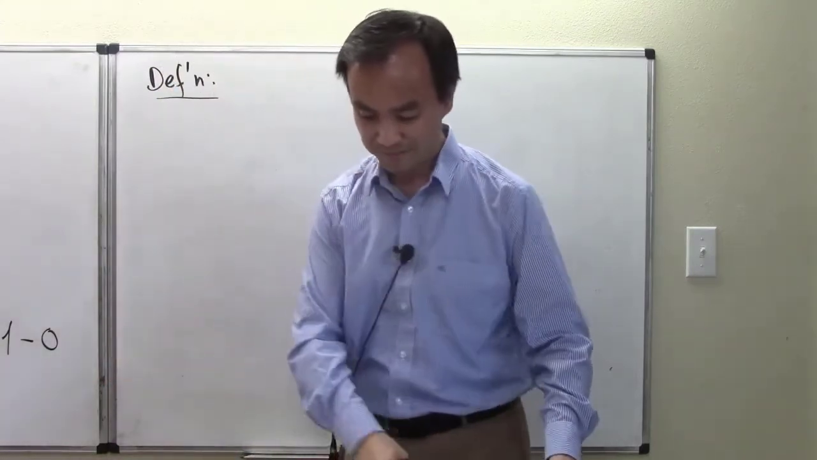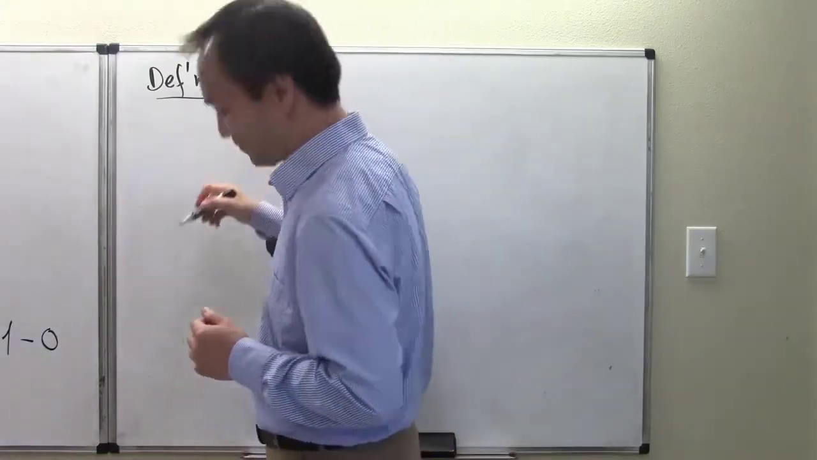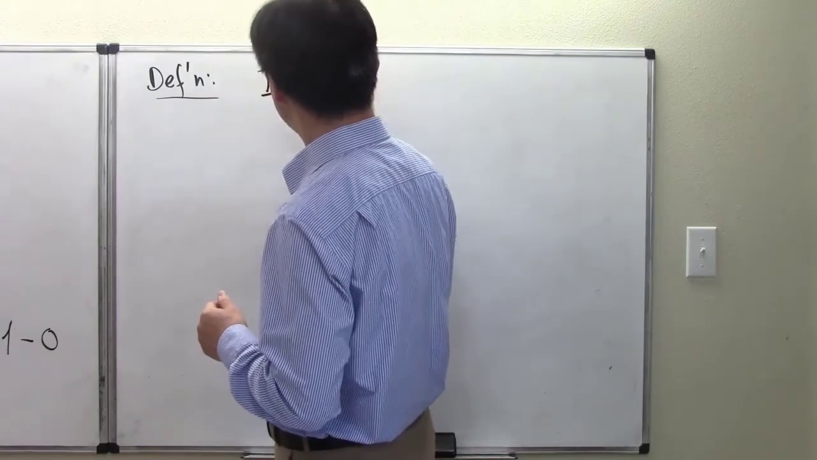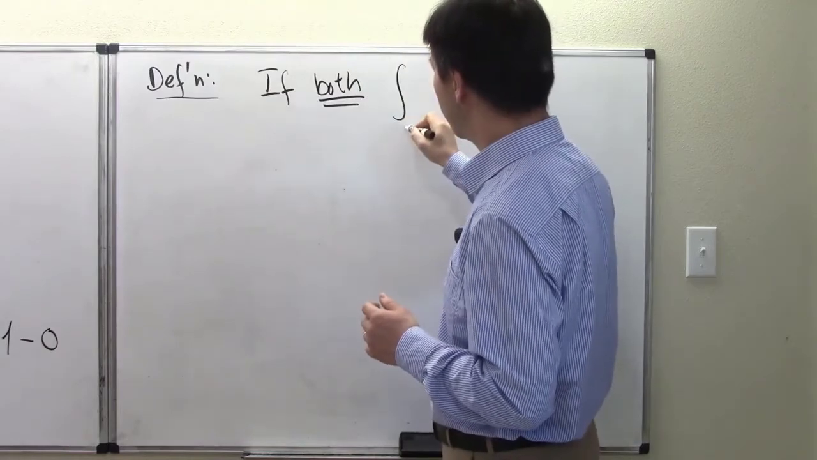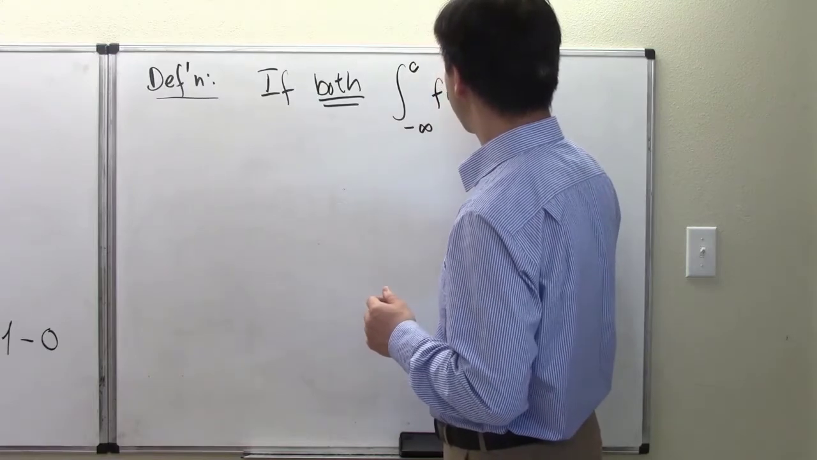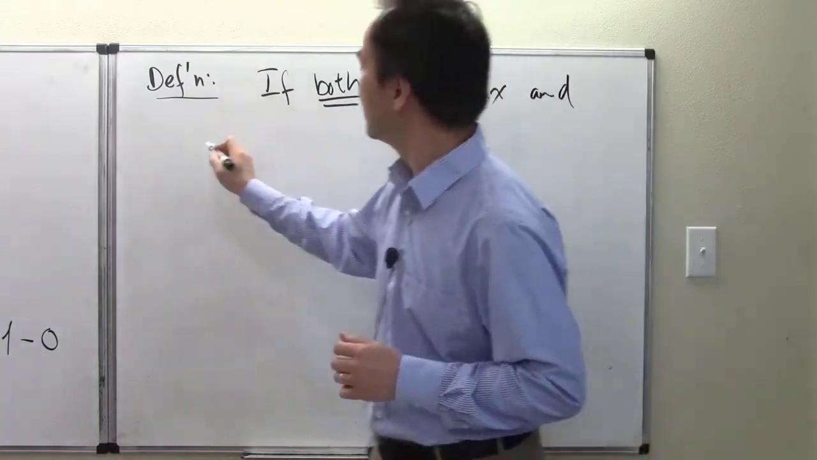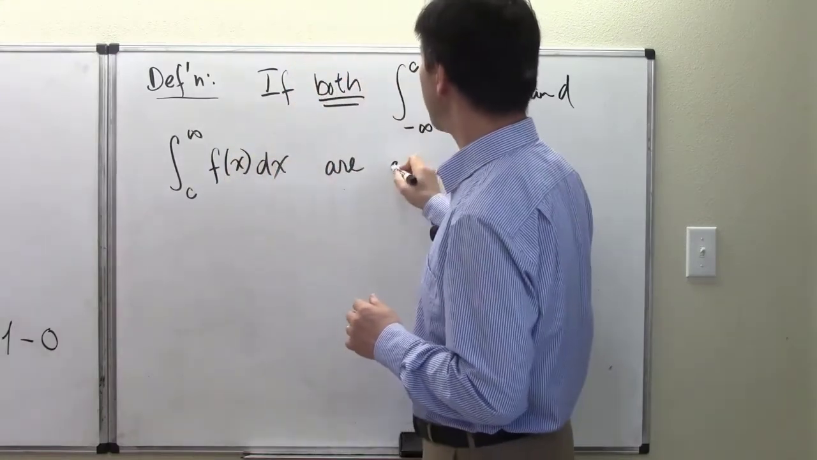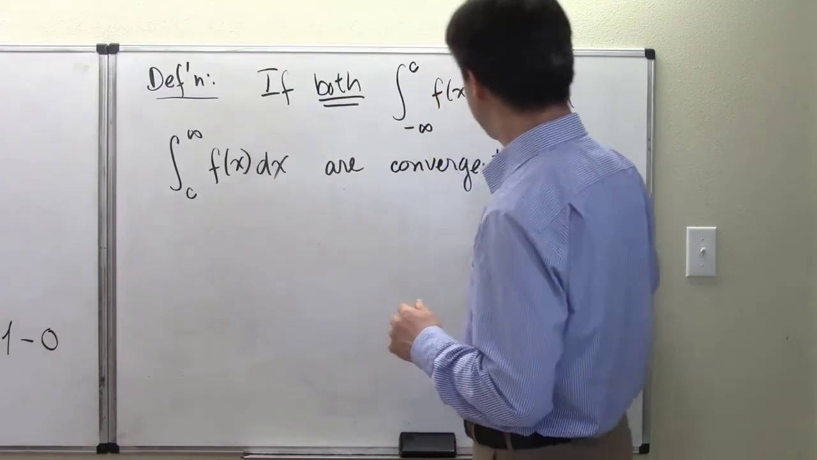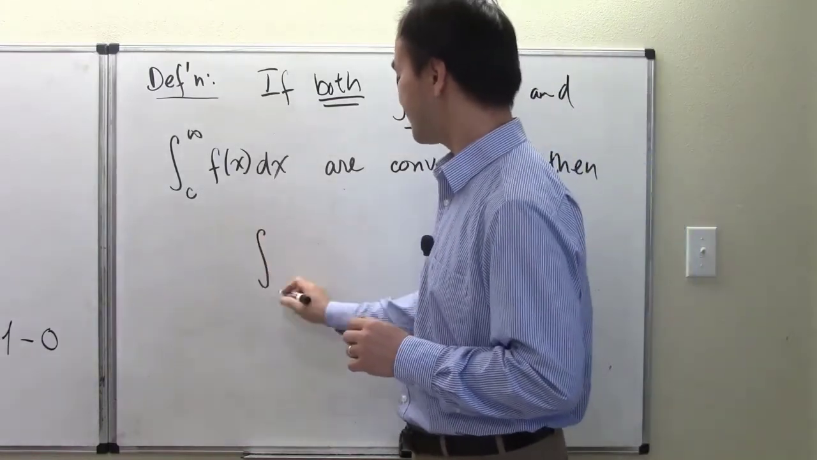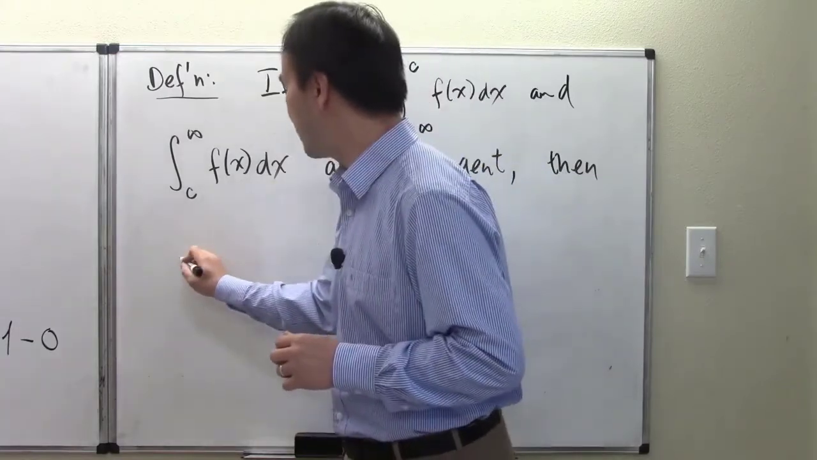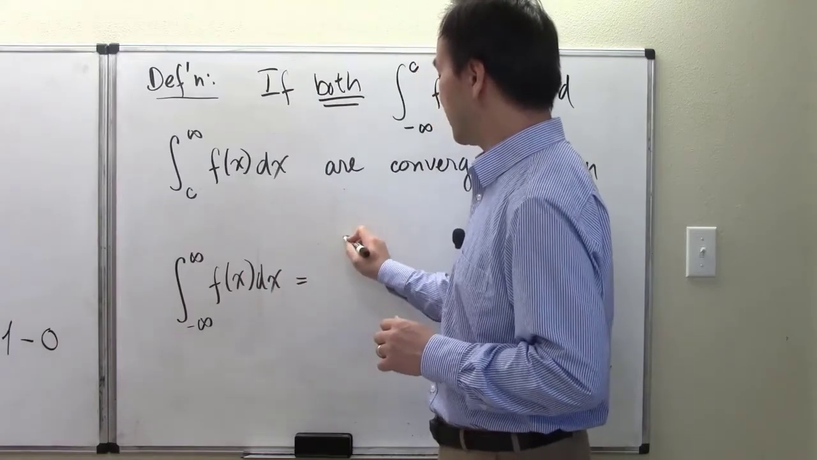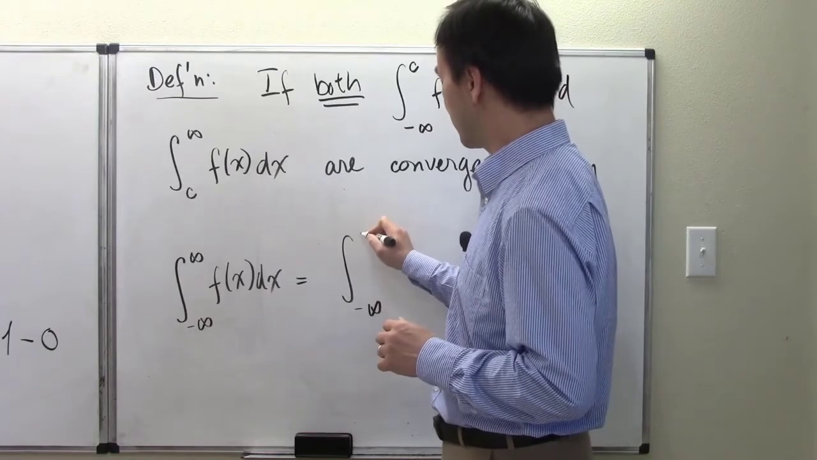So as another definition, here I have to say clearly, if both, or anytime we reach both improper integrals, the one from minus infinity to c on a function, and the one from c to positive infinity, if both of those are convergent, then the way to evaluate this minus infinity to infinity integral on the function f of x is going to be simply the sum of the two improper integrals' results together.